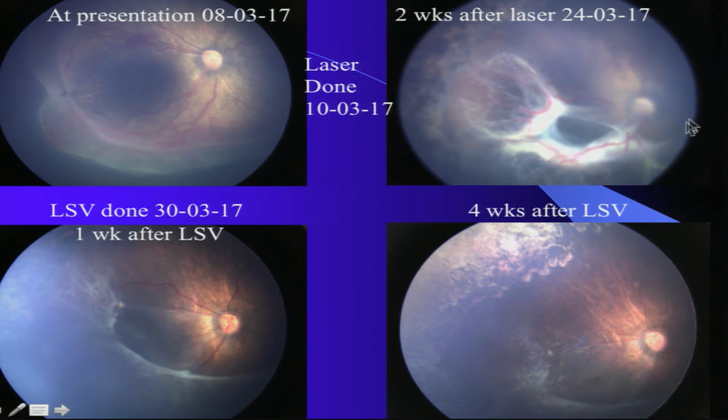And we ultimately had to do a lens-sparing vitrectomy. Even here we can't inject. Very scary to go in. Look at these vessels. But it started going back. You can demonstrate that. You can convince the parents also. The other eye had already gone into stage 5. And you can see how beautifully this retina, because of its elasticity, can go back. And you can very nicely demonstrate it on Retcam.